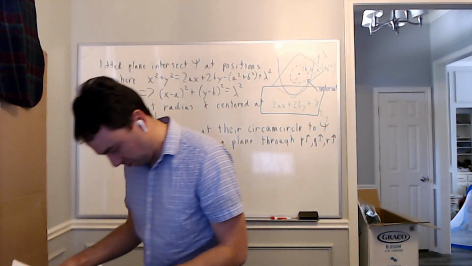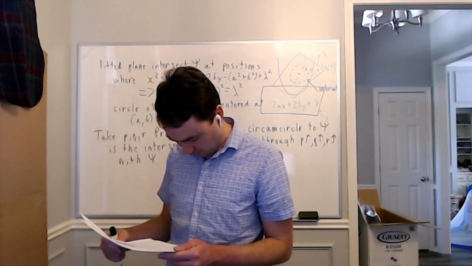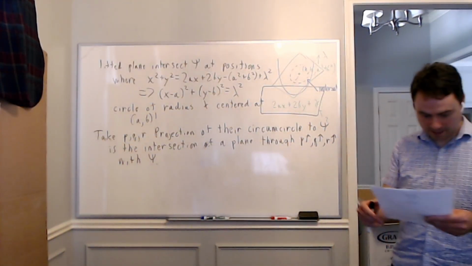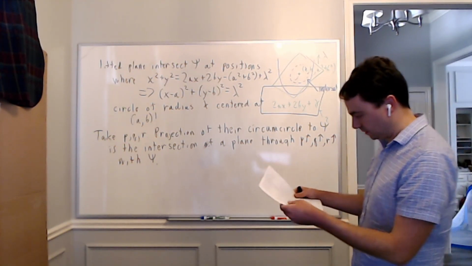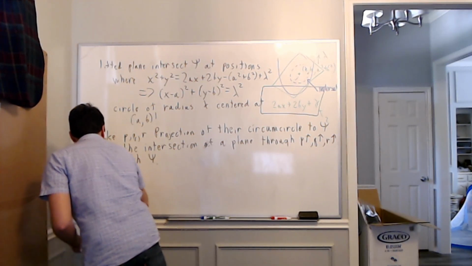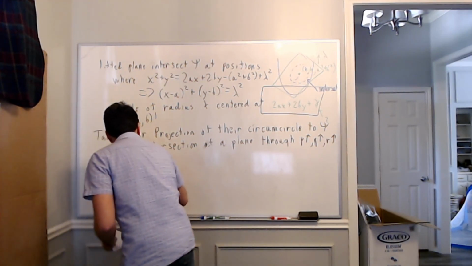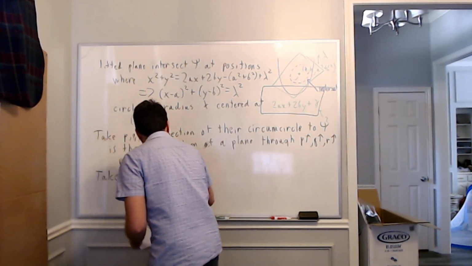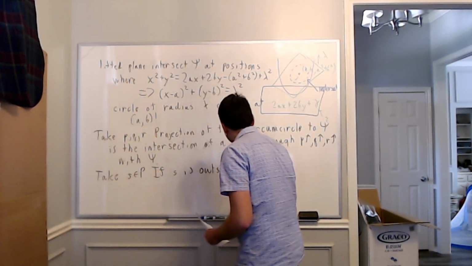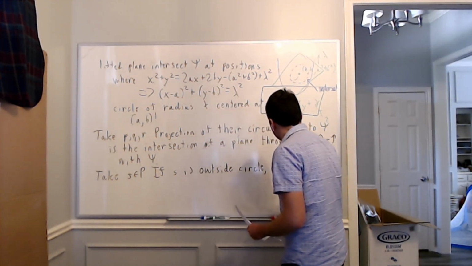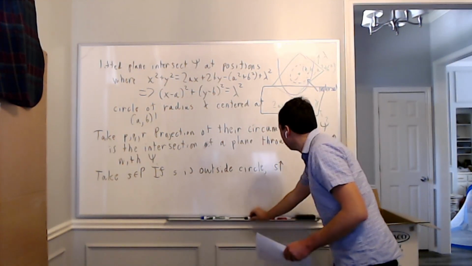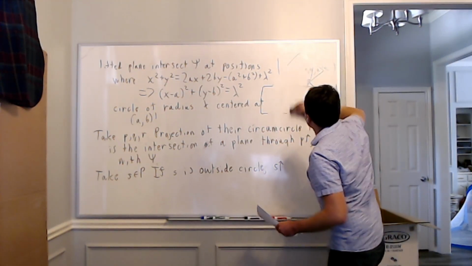Now is when I wish I had a bigger board. I think I may have told you the lemma backwards. Okay, yeah. All right, so take a point S. If S is outside the circle, then S up... Okay, let's just start drawing.